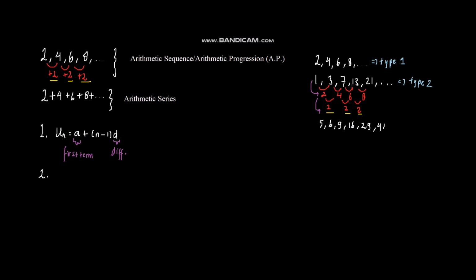Now, we're going to repeat the same process like before. We're going to find the differences. This is 1, this is 3, this is 7, this is 13, this is 21. Notice that this sequence is actually this sequence.